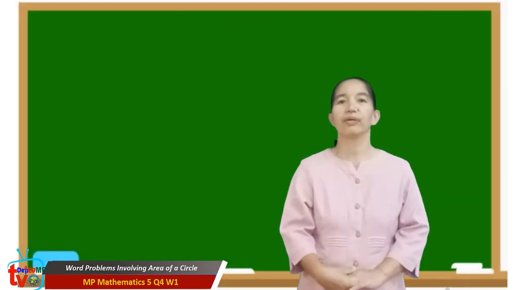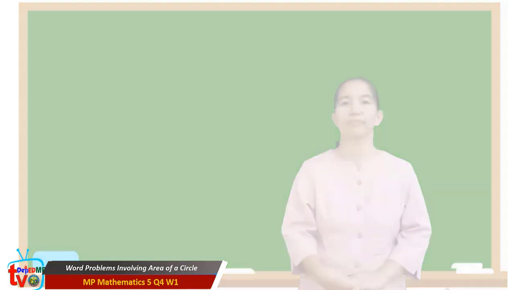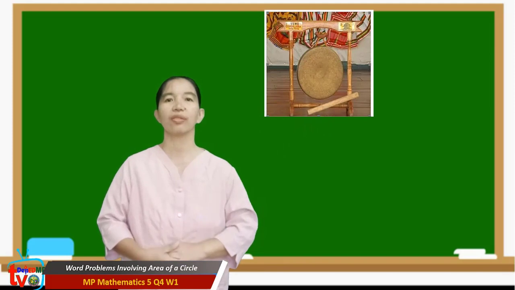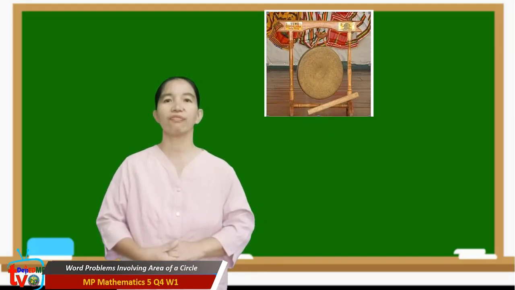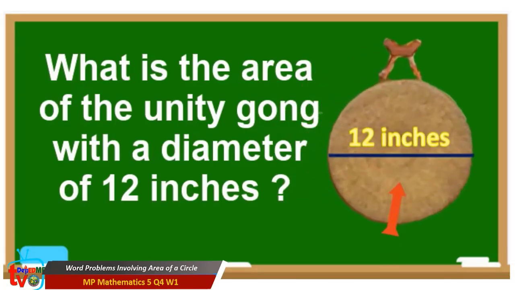We are done with what's in. We are now ready for our new lesson. The Cordillera Unity Gong was launched in 2012 during its 25th year anniversary. It is especially made for the monthly celebration of the region. Let us learn more about the Cordillera Unity Gong. What is the area of the Unity Gong with a diameter of 12 inches?